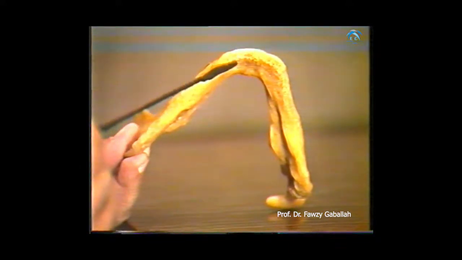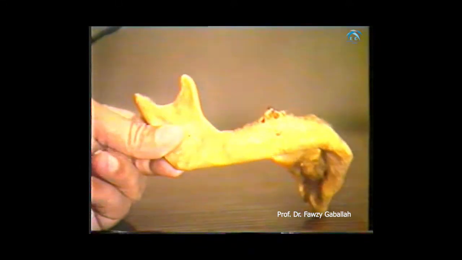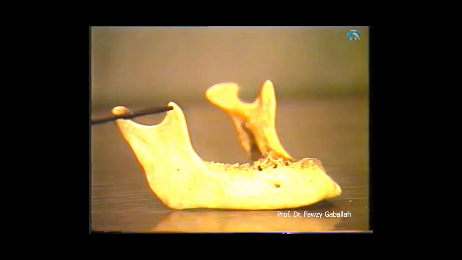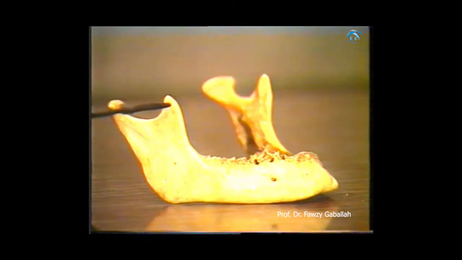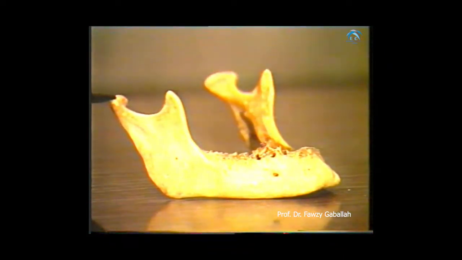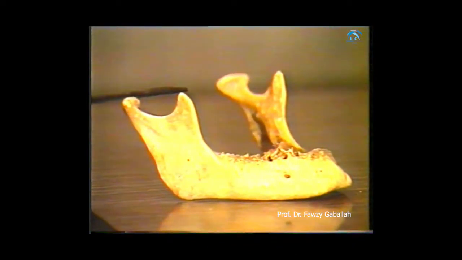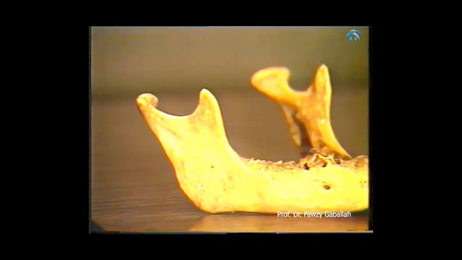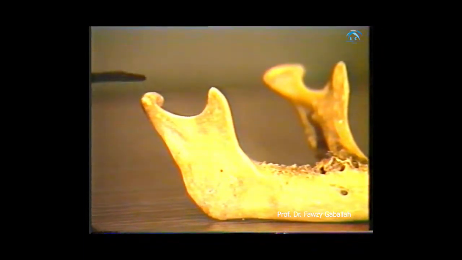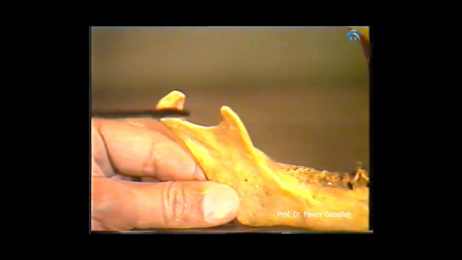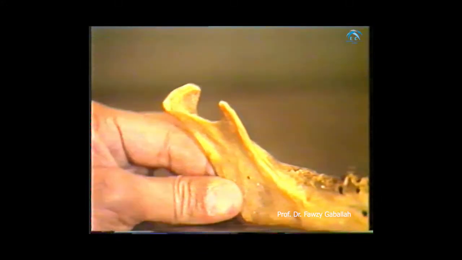The ramus of the mandible has two processes projecting from its upper border: the condylar process posteriorly and the coronoid process anteriorly. The condylar process comprises the head and the neck of the mandible. The mandibular notch lies between the two processes.